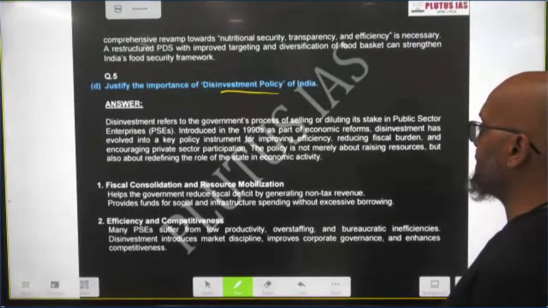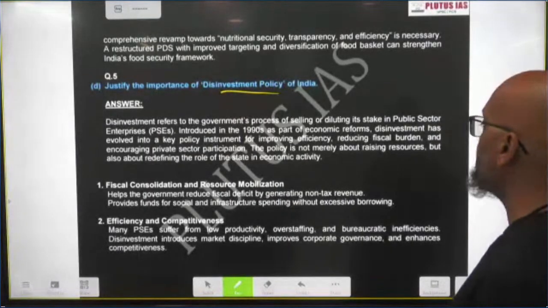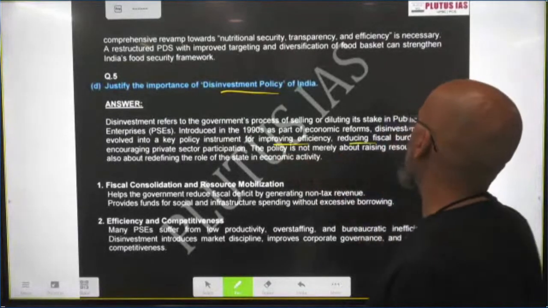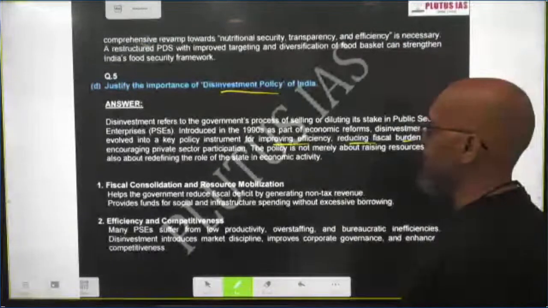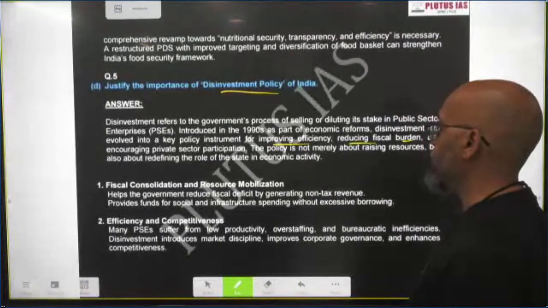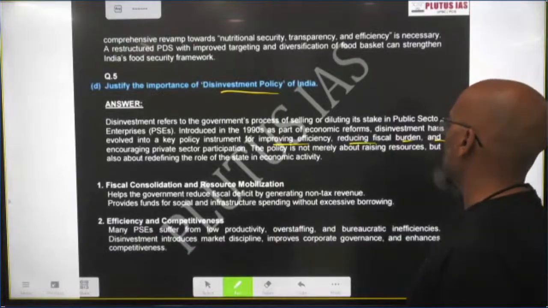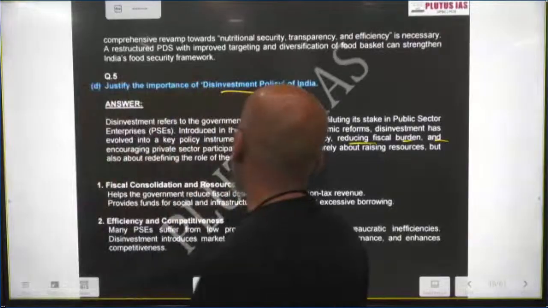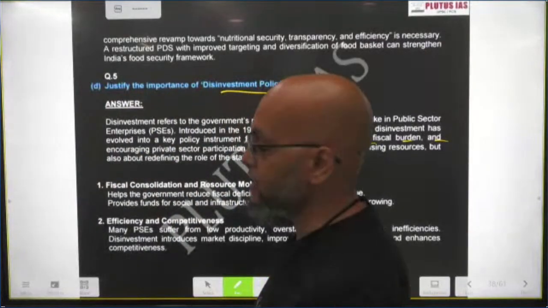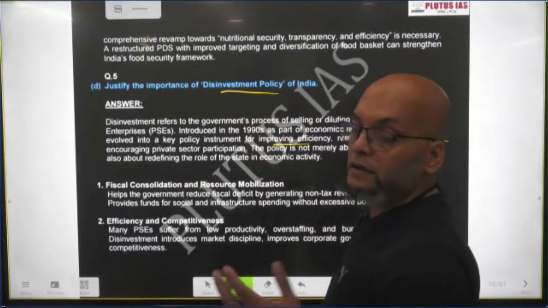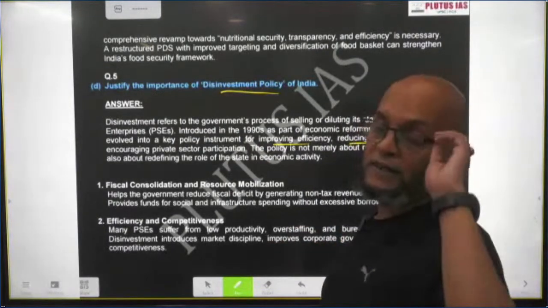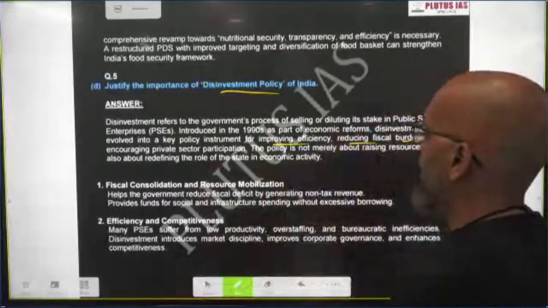introduced in 1990 as a part of economic reform. Disinvestment has evolved into a key policy instrument for improving efficiency, reducing fiscal burden, and encouraging private sector participation. The policy is not merely about raising resources, but also about redefining the role of the state in economic activity. So the money that government will get, government can use it for welfare. So it's redefining the role of government.